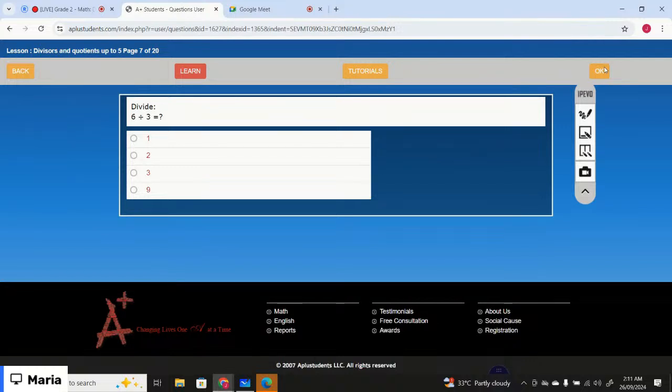6 divided by 3, which is the correct option? 6 divided by 3 equals 3 times what number is 6? Yes, very good. 3 times 2 is 6. So the correct option is 2. Option number 2 is the correct option.